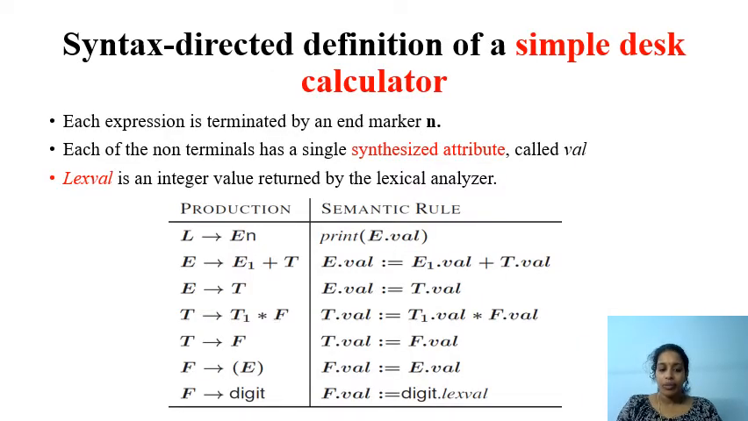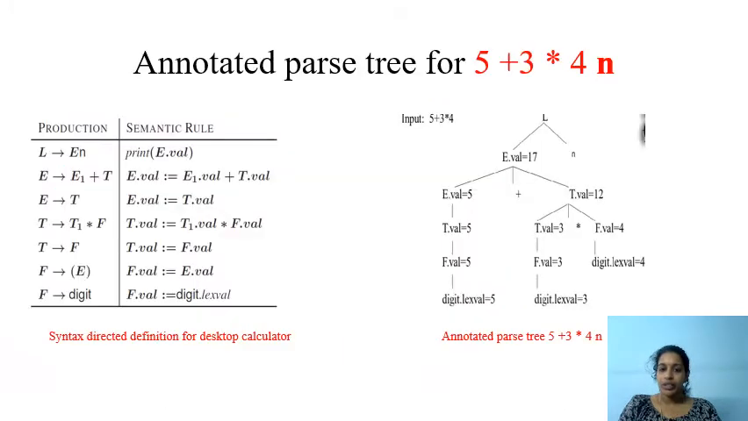We have already done the SDD for the symbol table calculator. Here L gives E. We know this grammar and we know these semantic actions. Now let us clarify by practicing some input strings. For example, the input string is 5 plus 3 star 4.